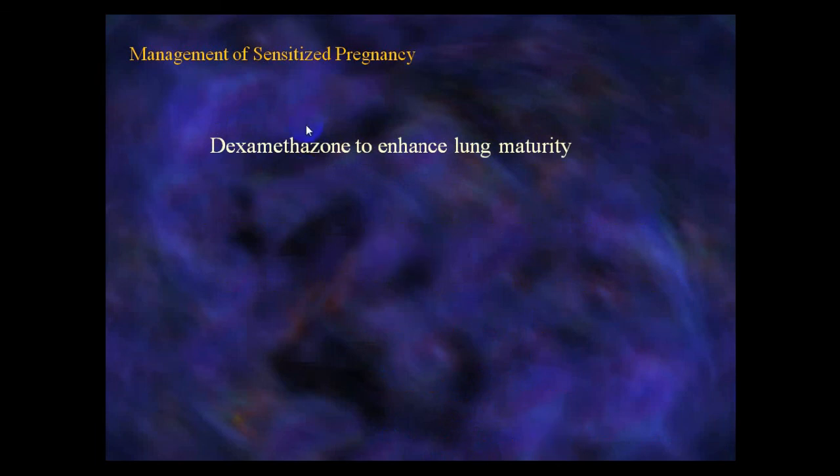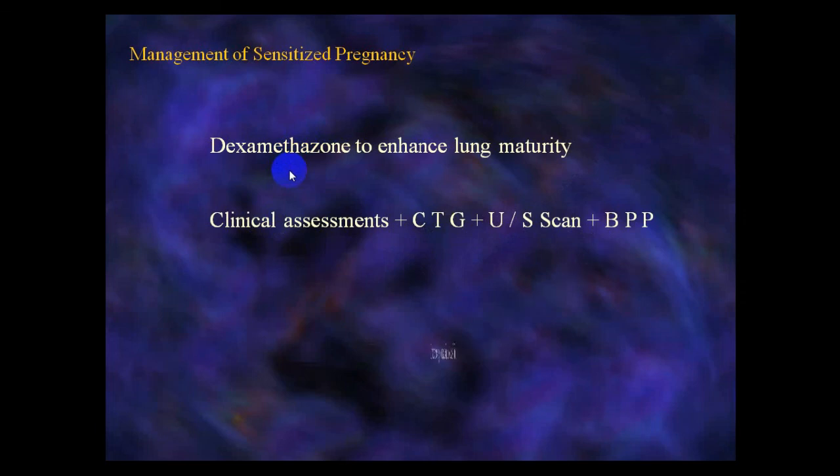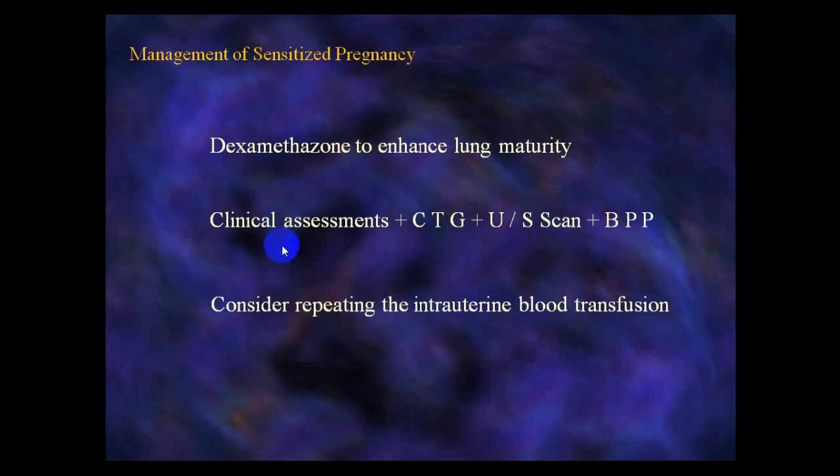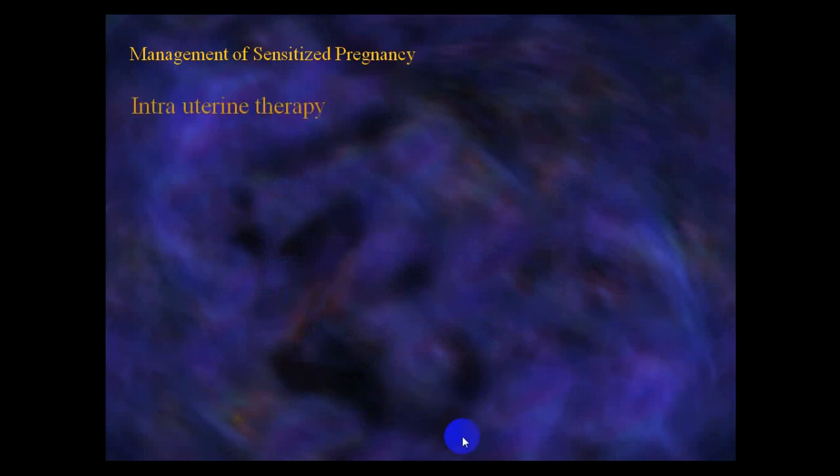Another medication used is intrauterine dexamethasone to enhance lung maturity, with clinical assessment, cardiotocograph, ultrasound and biophysical profile. Consider repeated intrauterine blood transfusion, and if lung maturity has occurred, delivery should be done.